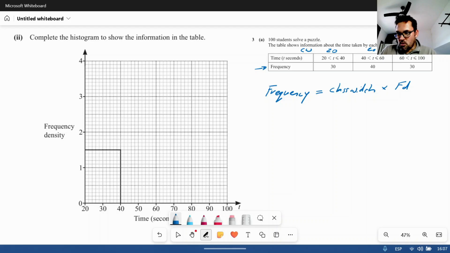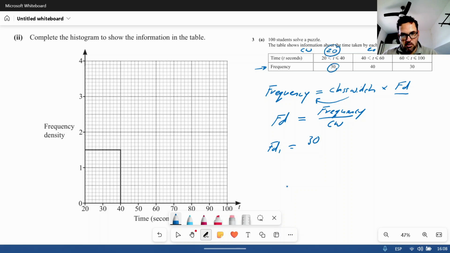So what we actually want to know here to draw the bars is we don't know the frequency density, so we need to divide that over there. So frequency density, the y-axis, is the frequency divided by the class width. Right, so for the first bar, frequency density 1 would be the frequency, which is 30, divided by the class width, which is 20, which is 1.5. 30 over 20 is 3 over 2, which we can see here is 1.5.